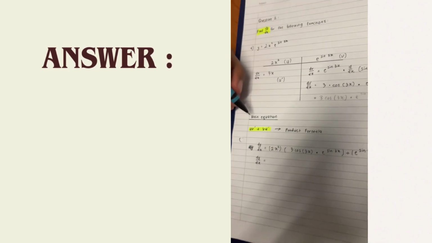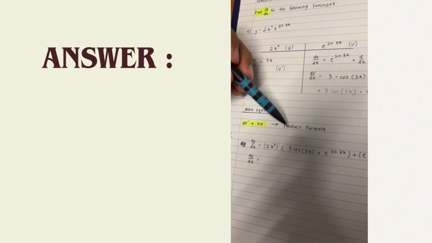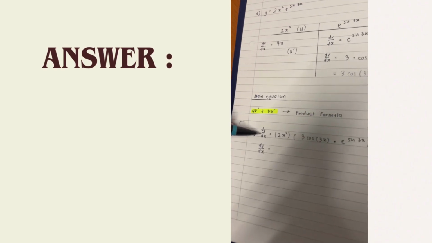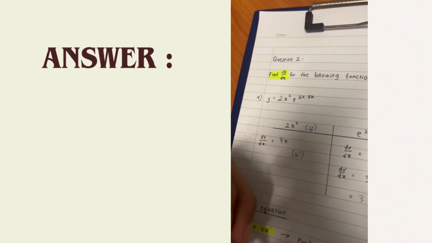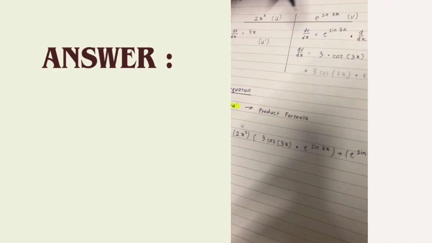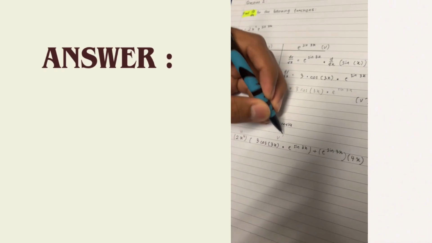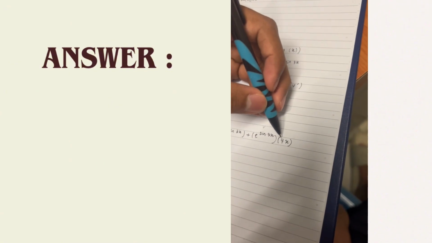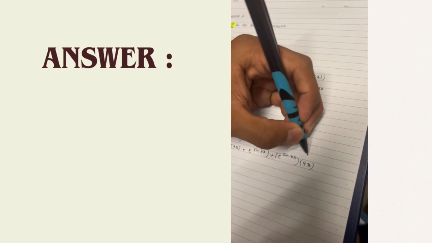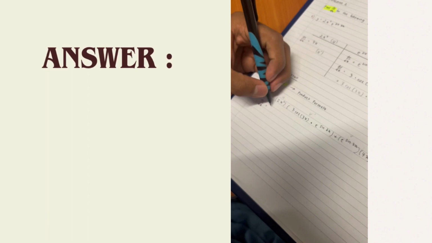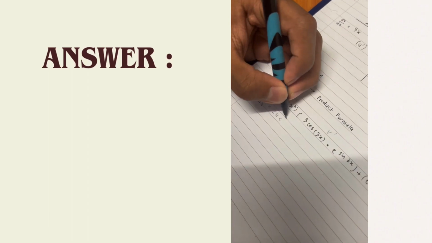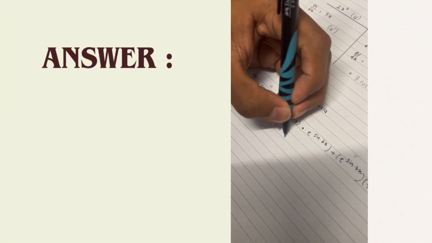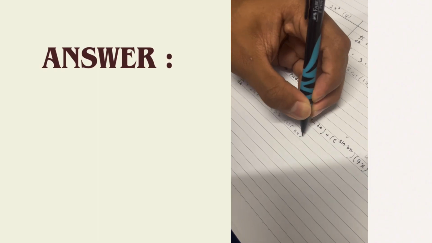And we go to the main question, where we're going to use the product formula. The product formula is u v prime plus v u prime. So dy/dx: u is 2x squared, this is our v prime, this is our v, e to the power of sin 3x, and this is u prime, which is our 4x. And the final answer will be 2x e to the power of sin 3x multiplied by 3x cos 3x plus 2.